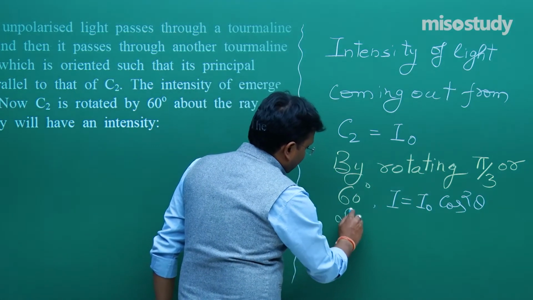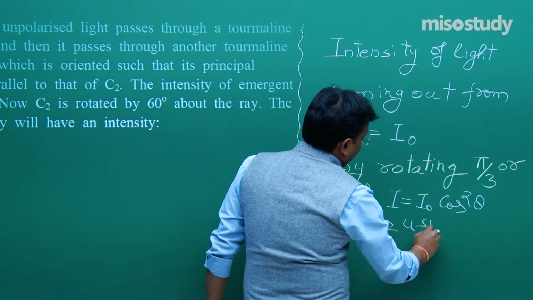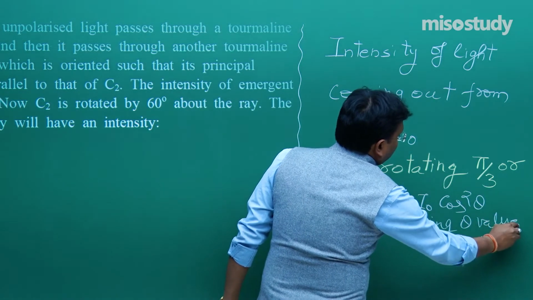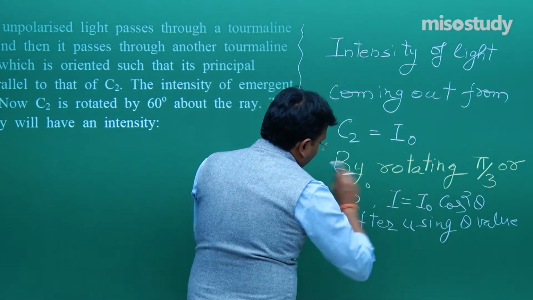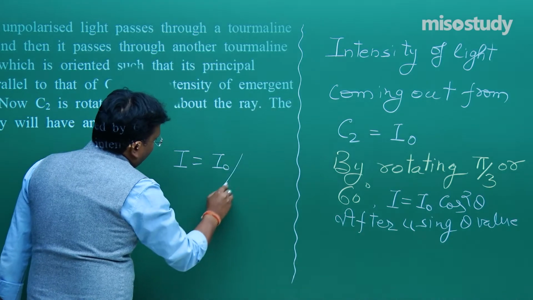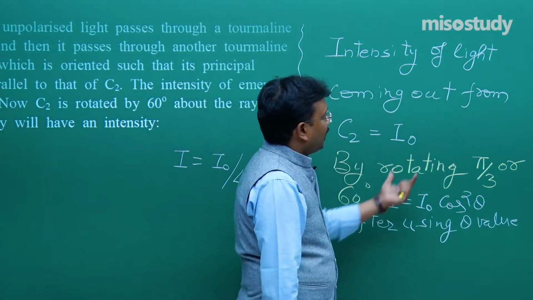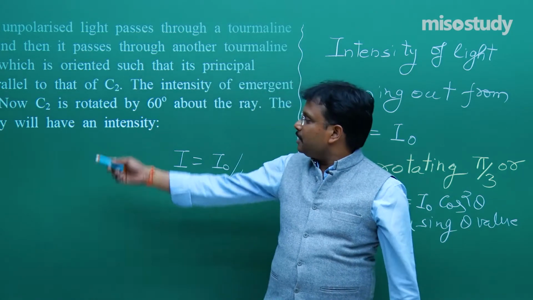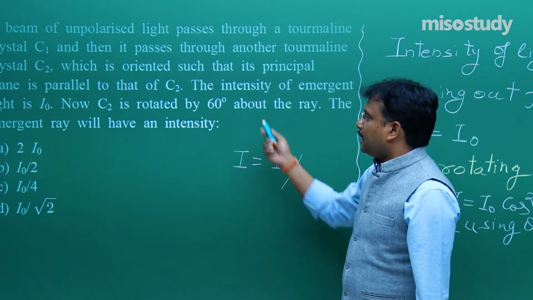So, after using theta value, if now directly I am saying I is equal to I naught by 4, you will say yes, it is simple and correct. So, now student, this is the approach. What exactly was mentioned in the question, that I explained to you, and C is your correct answer by this method.